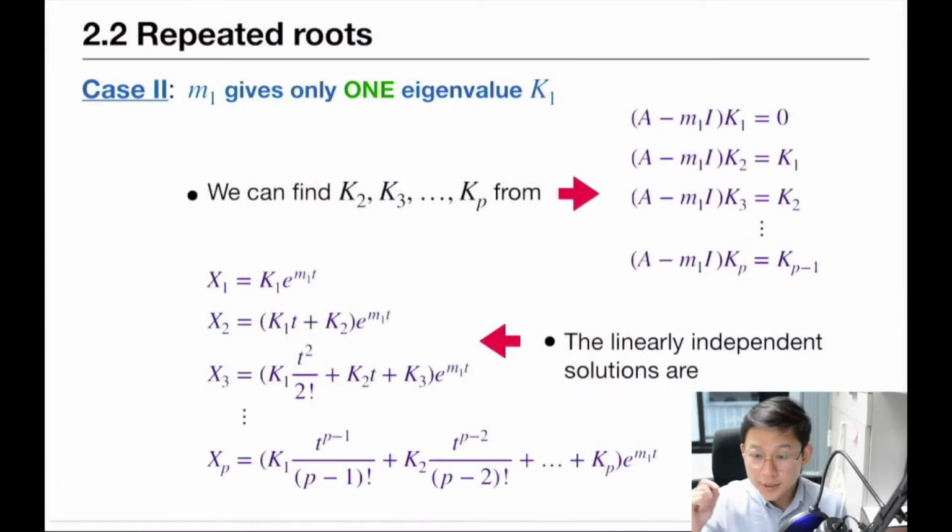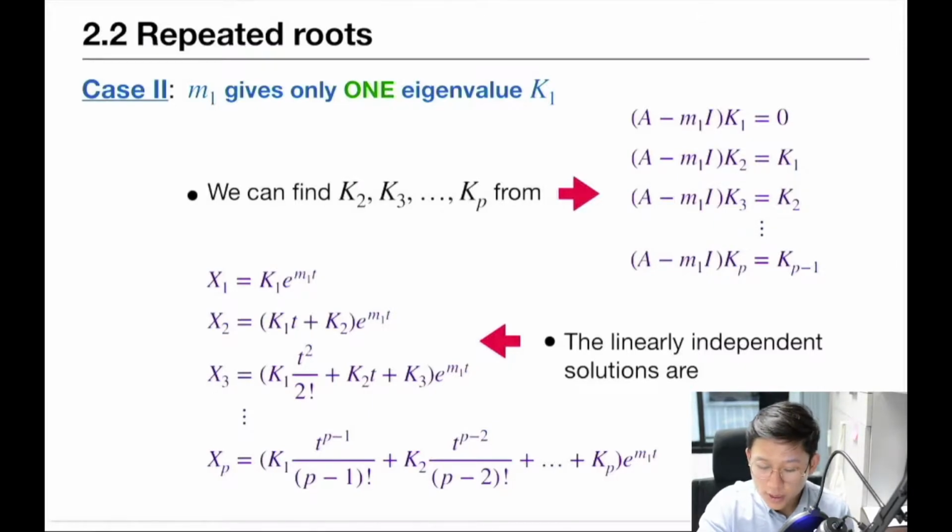Okay, so let's start. In the previous video, we looked at the repeated roots, right? When one m can give you multiple k's, for example, m1 can give you k1, k2, k3 to kp. That's the first case. And this is the second case, where one m only gives you one eigenvalue k1. It only gives you one k. So in that case, you need to find k2, k3, k4 until kp, right?